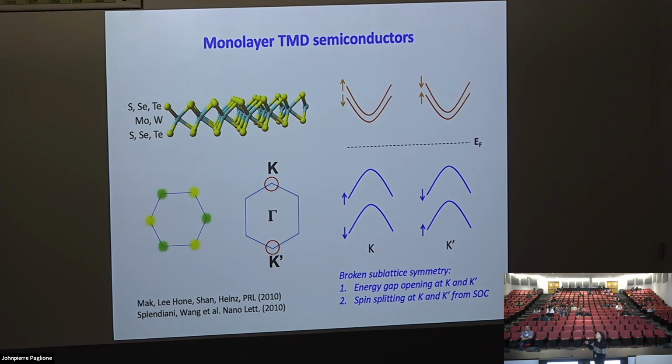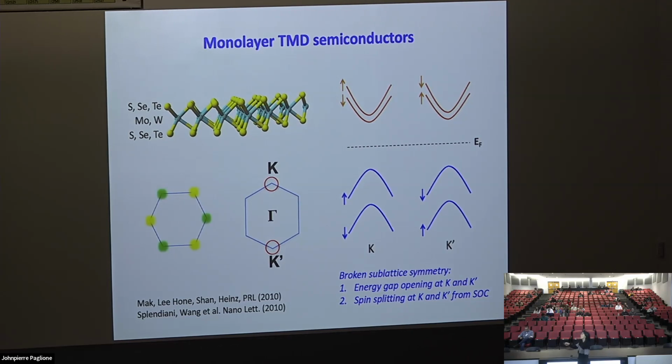And this material has a heavy metal, so it has very strong spin orbital interaction. What that spin orbital interaction does is split those bands into spin up and spin down. So those bands are all spin split. At the same time, you have time reversal symmetry preserved.